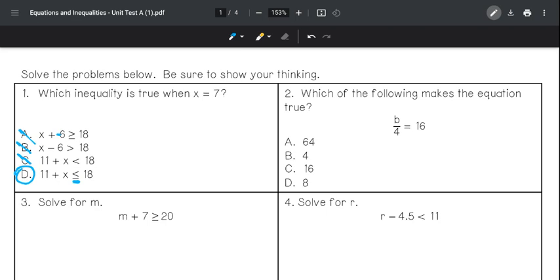2. Which of the following makes the equation true? B divided by 4 equals 16. To get B by itself, you need to multiply both sides by 4. We get B equals 64. A.